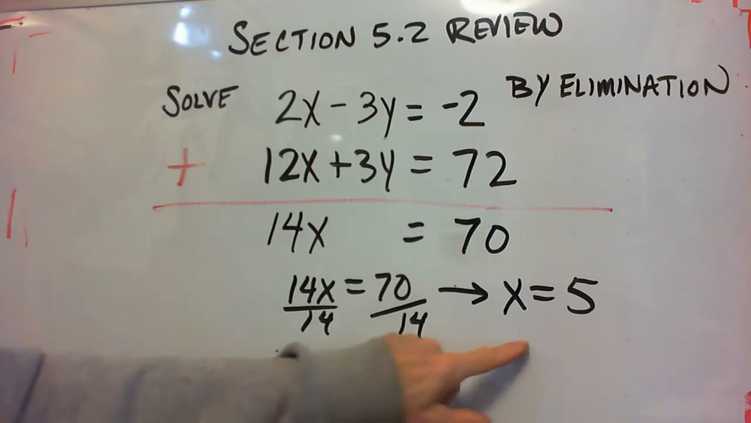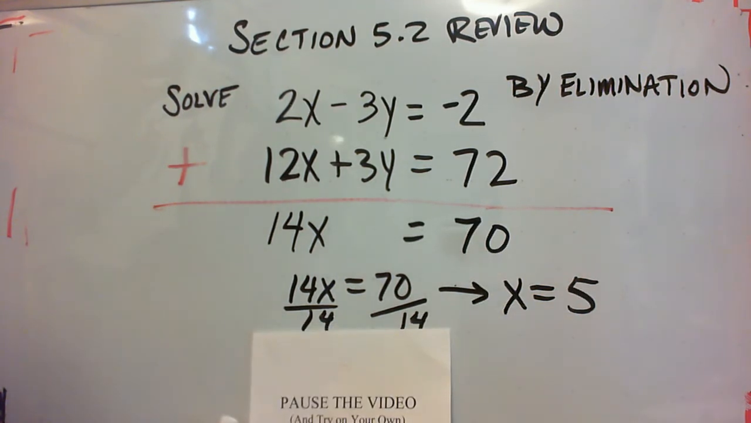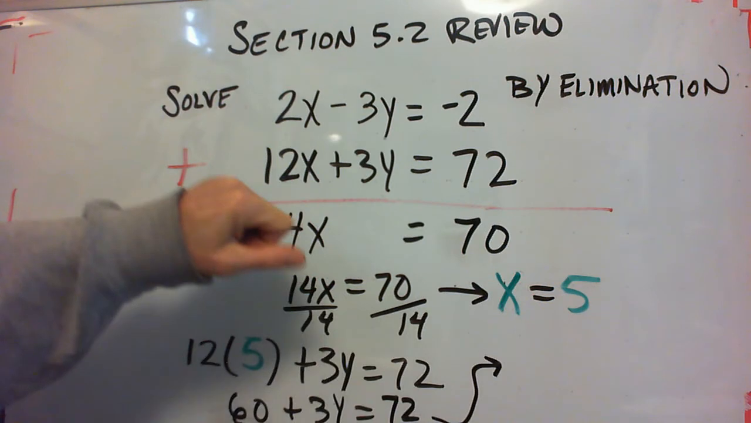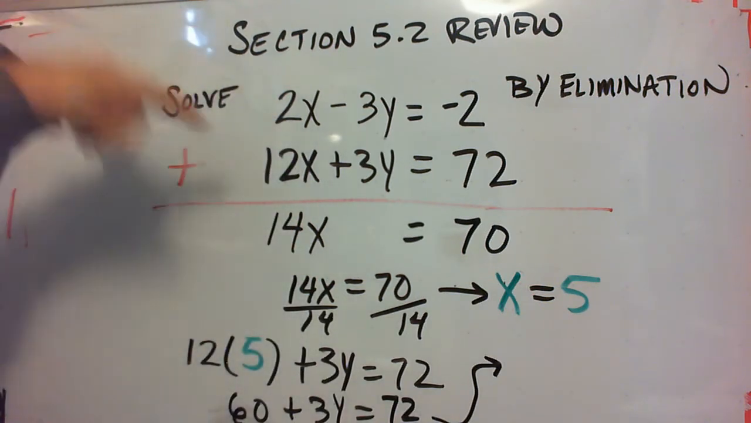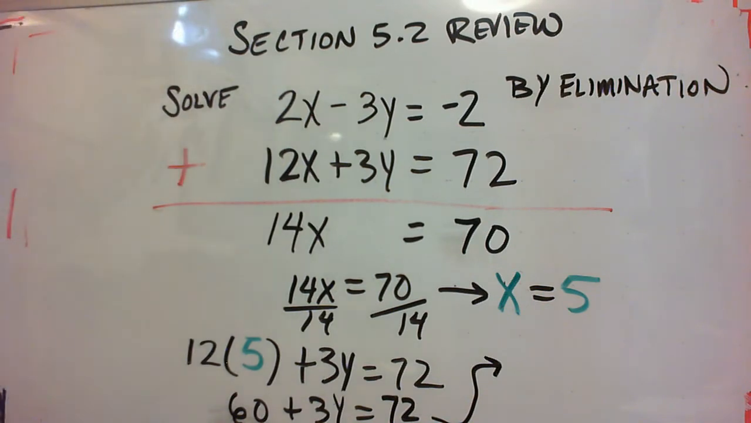And now we can plug that in to find the y value. So why don't you do that? Pause the video and find the y value. And you can plug that 5 value for x into either equation. I'm going to pick the second equation just because it's positive 3y rather than negative 3y. But the first one would also work just fine.